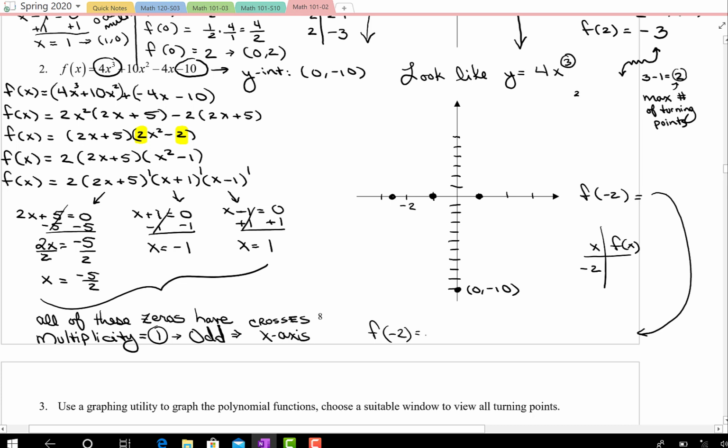f of negative 2 is going to be equal to 4 times negative 2 cubed plus 10 times negative 2 squared minus 4 times negative 2 minus 10. And then if I put this into the calculator, I'm going to get f of negative 2 is equal to 6. That's a nice value. That'll fit on my graph. Let's go ahead and plot that point.